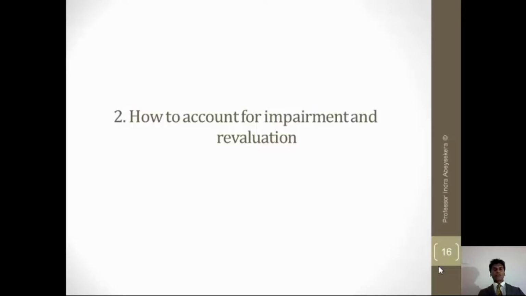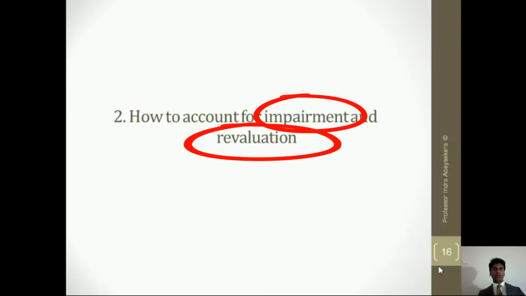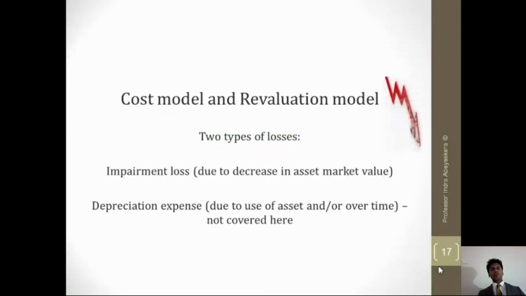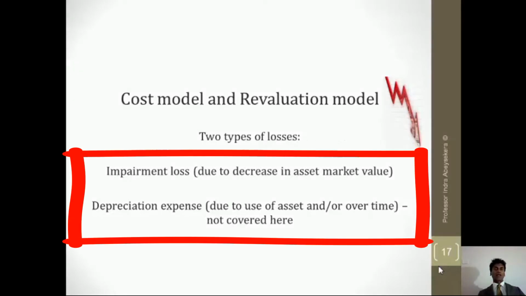One of the learning goals in this workshop is to understand how to account for impairment and revaluation. There are two models of recording cost of tangible assets. One is the cost model, the other one is the revaluation model. In both models, no matter what, there are assets that are recorded.